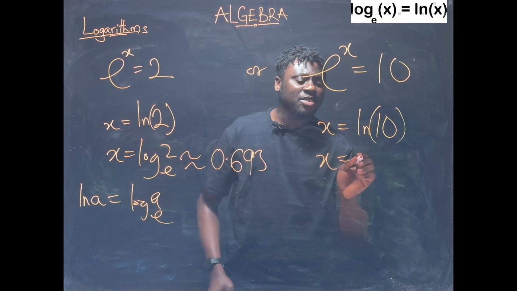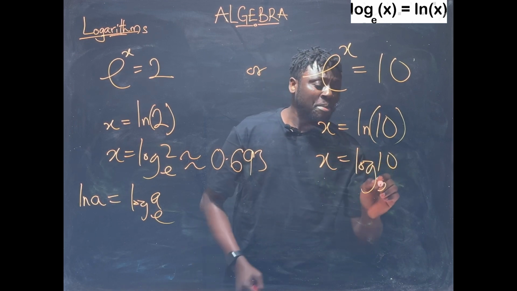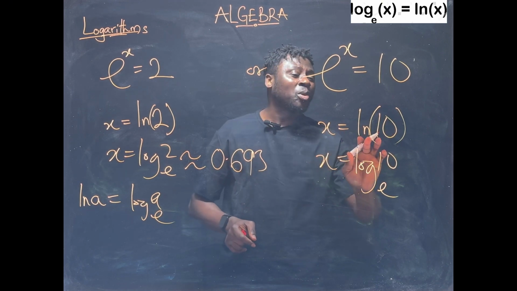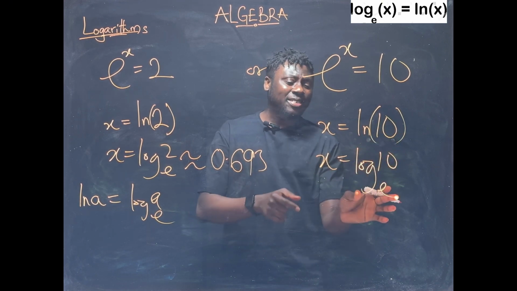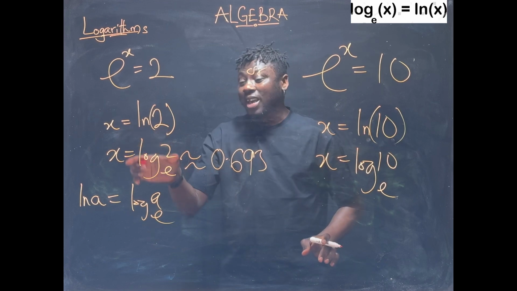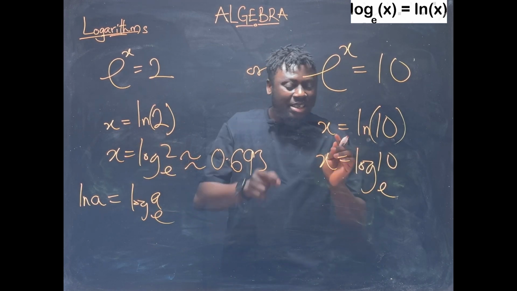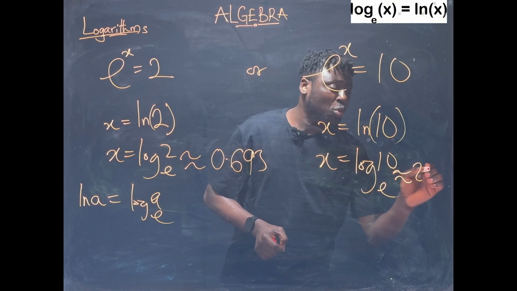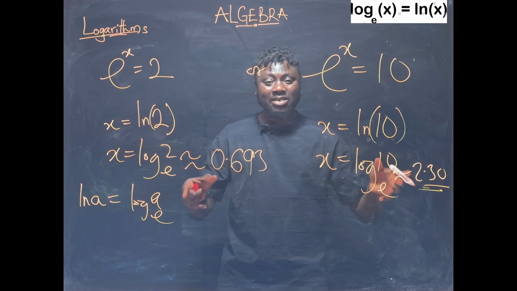Also, x is equal to log 10 base e is the same thing as x is equal to ln 10. This and this, they are the same thing. So if you punch this in a calculator, you have an approximate value of 2.30 as your answer.